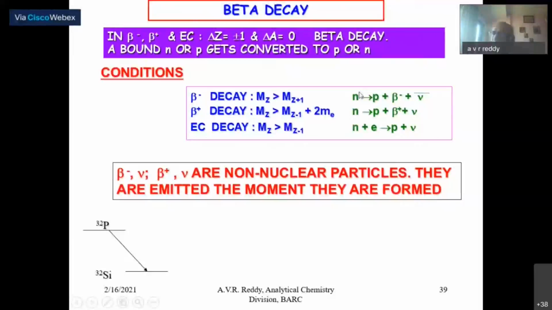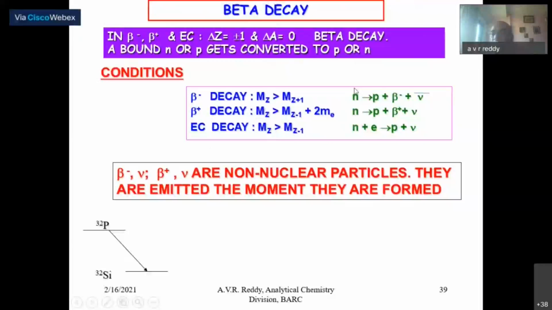A bound neutron is getting converted to a bound proton. So the proton remains inside the nucleus. Therefore, the number of nucleons, which is the sum of neutrons and protons, remains the same. So the mass number is not getting changed, right? So we have seen earlier, this is an isobaric decay. This is a family of isobars. It is observed in a family of isobars because the mass number is the same.